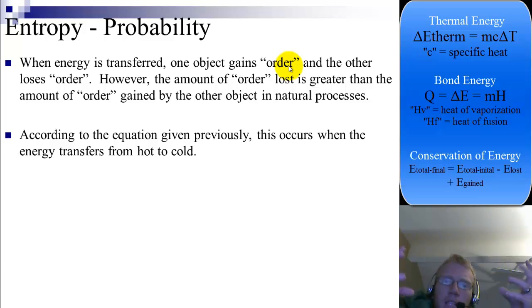So all of that combines to lead to this idea that energy transfers from hot to cold increase the disorder of the cold thing a lot more than they decrease the order of the hot thing. And so the net increase in entropy here is big, and the net decrease in entropy here is small. So overall, the entropy increased by transferring energy from something hot to something cold.